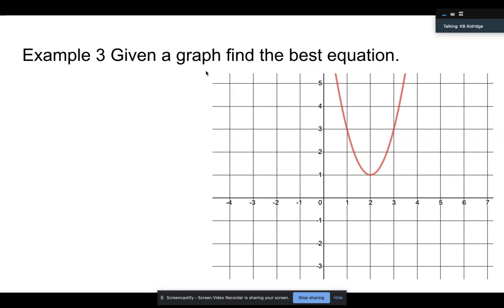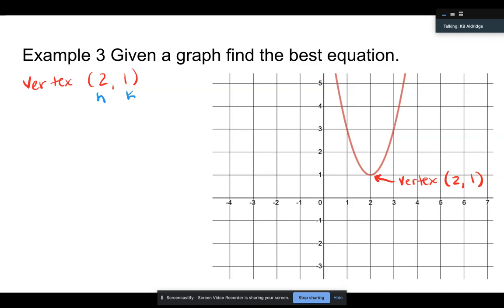Our last example, we're given a graph. Find the best equation. Let's look for a vertex. Oh, I found it. Our vertex is at the point x is 2, y is 1. So we have a vertex. Don't forget, when we deal with vertex, we deal with h and k. So this is our h and this is our k. That's pretty cool.